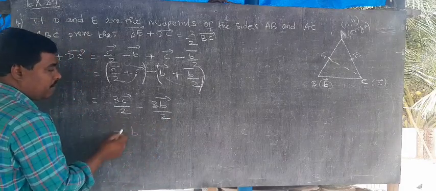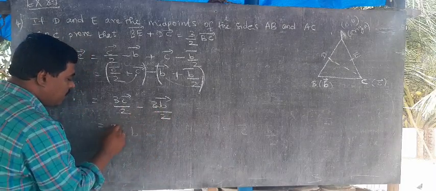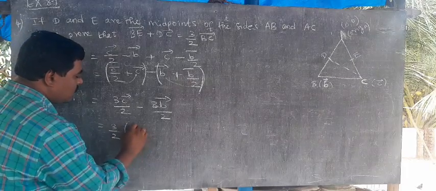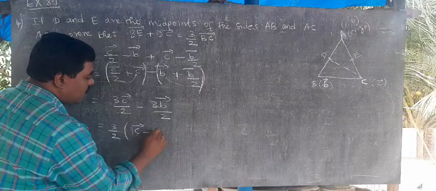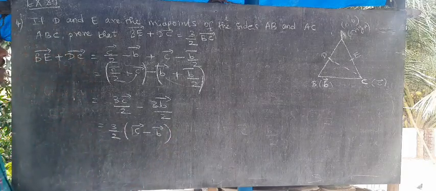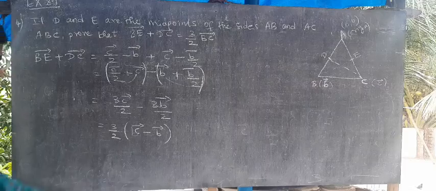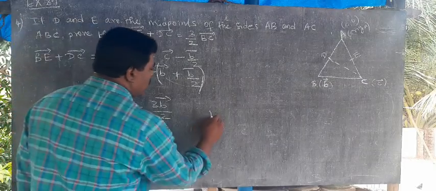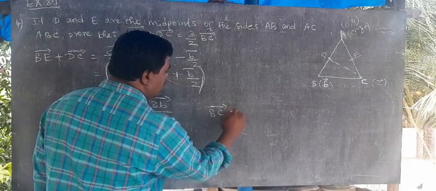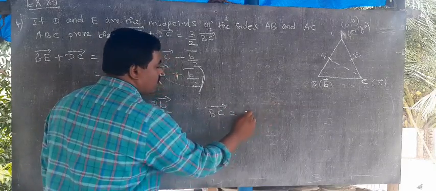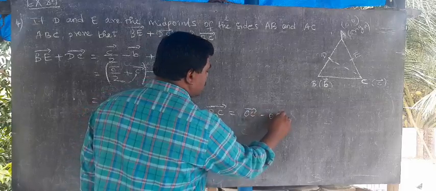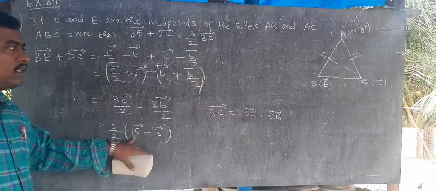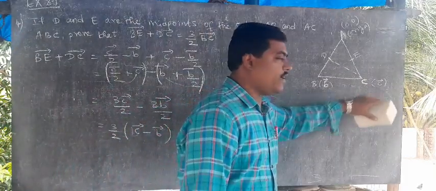Both denominators will be same, numerators will be same. So I take 3 by 2 as common. You are having C vector minus B vector. C vector is what? For this portion, for example, listen. You write BC vector means OC vector minus OB vector. C vector is capital C vector only.